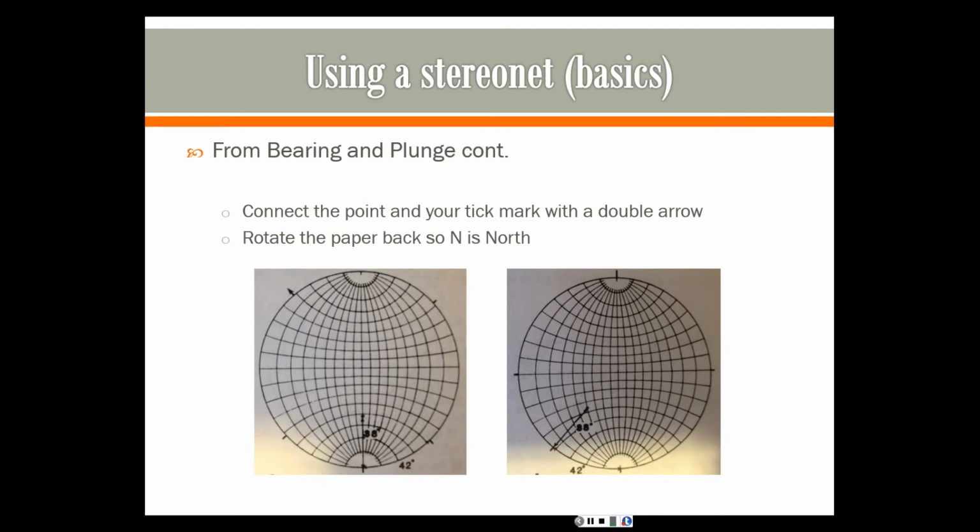So it's a little hard to see here, but at both ends of the line is a little arrowhead. That helps identify it as a linear feature. It's a bearing and plunge. And then when you're done, spin your paper so north is north again. And that line right there tells you what the bearing is by where it is along the outside of the circle, and exactly what the plunge is by how long the line is.